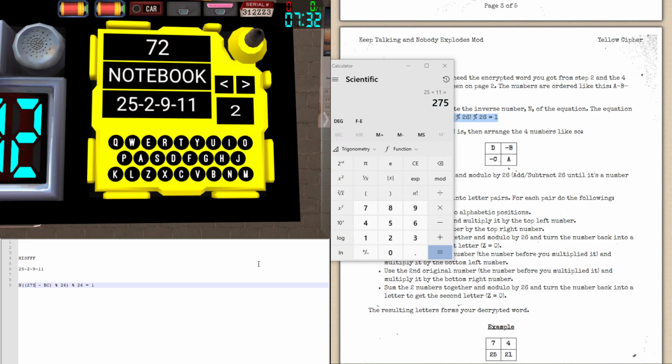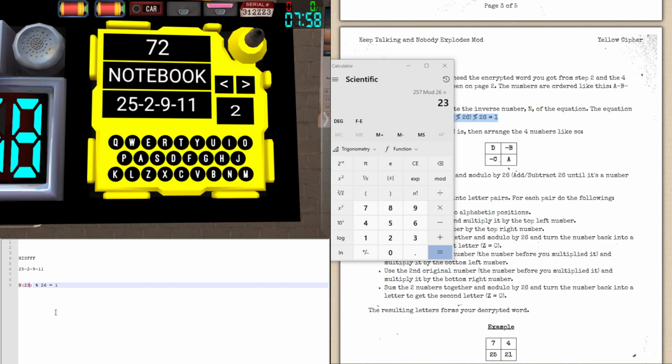minus our B times C. B times C is 2 times 9. That's going to be 18. So 275 minus 18 is going to give us 257. 257, and this modulo 26 is 23.